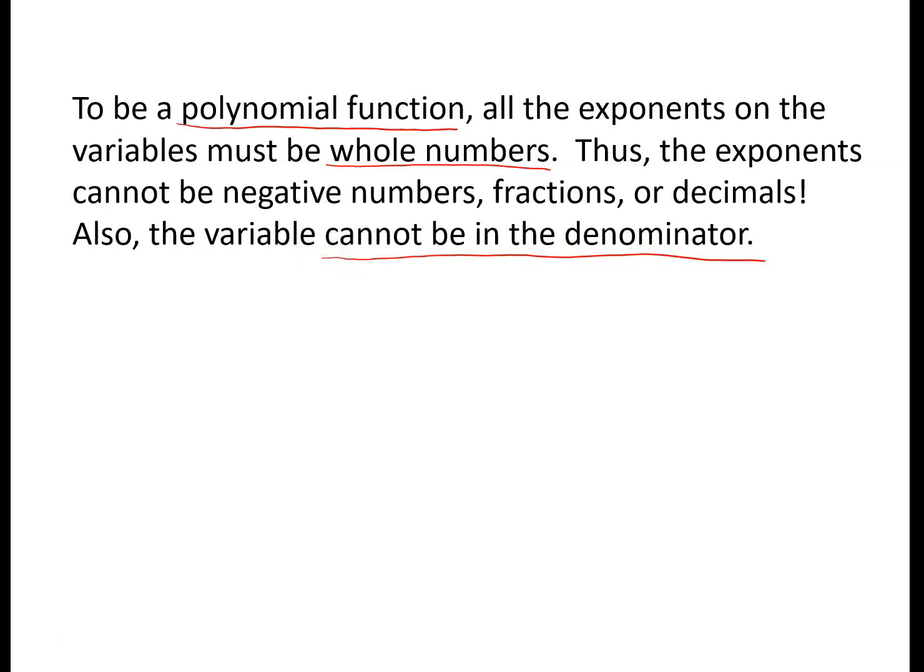The variable in the denominator is actually the same thing as a negative exponent. I don't know if you recall the exponent rule that says x to the negative n equals 1 over x to the positive n. So if I had something in the bottom like 1 over x squared, that is the same thing as x to the negative 2. So if you have a variable in the denominator, it is not a polynomial function because it is the same thing as having a negative exponent, which is not a whole number.